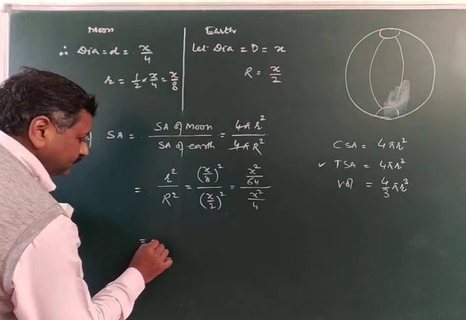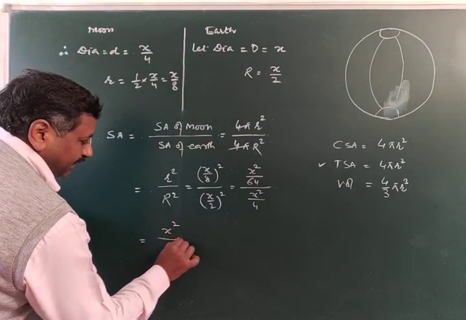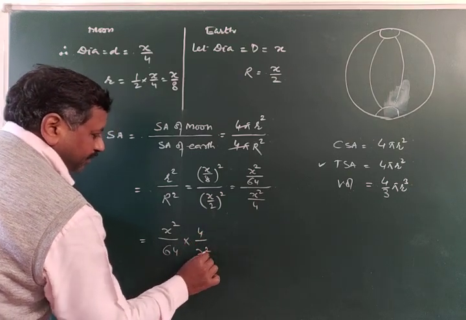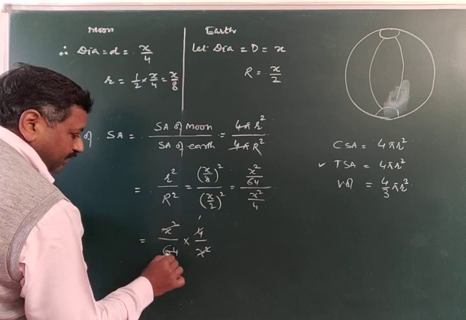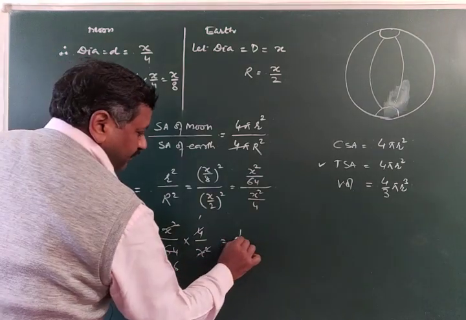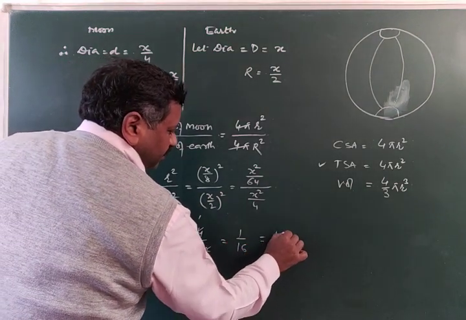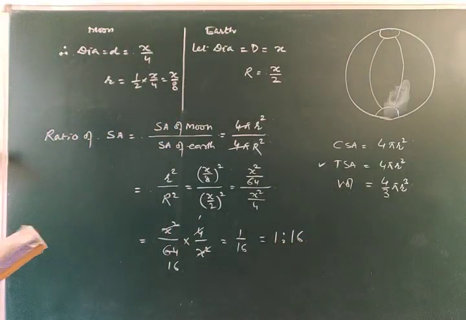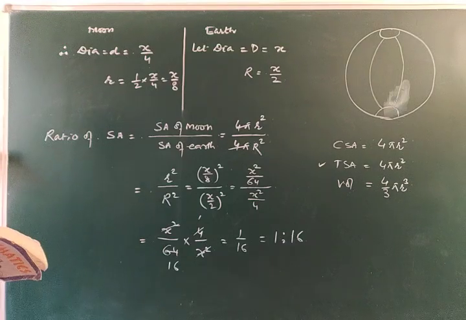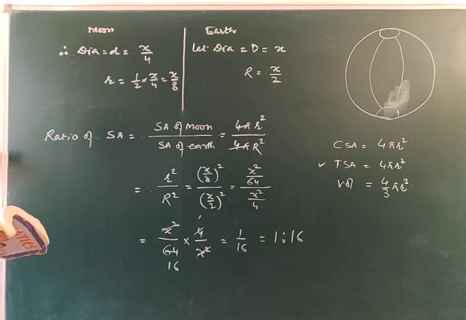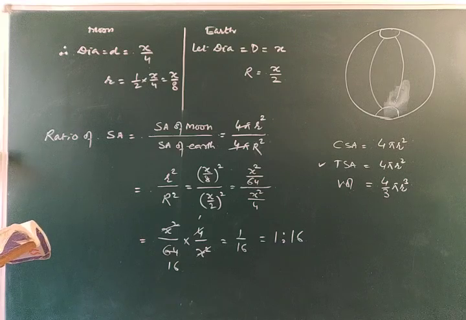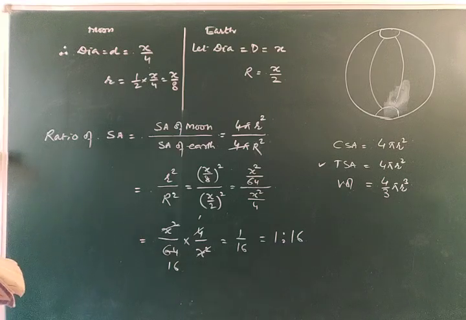So numerator x square upon 64 multiply reciprocal of denominator, x square cancels, and 4 sixteens... 1 upon 16. So ratio will be 1:16. So ratio of their surface area will be 1:16. 1 represents the moon and 16 represents the earth. That will be the ratio.